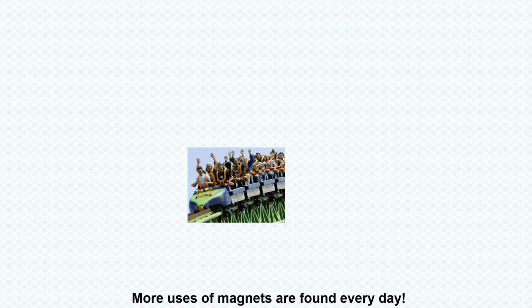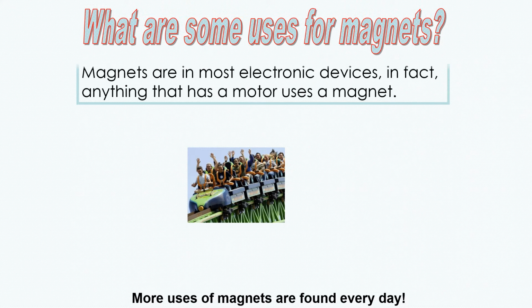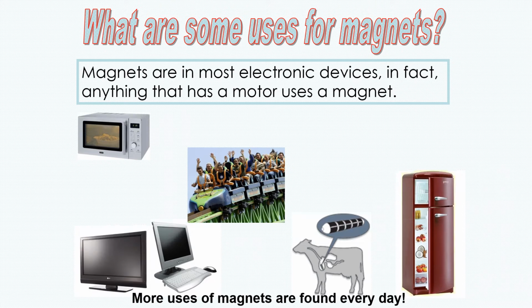Let us see more uses of magnets which are found every day. What are some uses of magnets? Magnets are in most electronic devices. In fact, anything that has a motor uses a magnet. So here in this picture you can see a television, computer, roller coaster, then you have refrigerator, microwave, all these things have magnets in them.